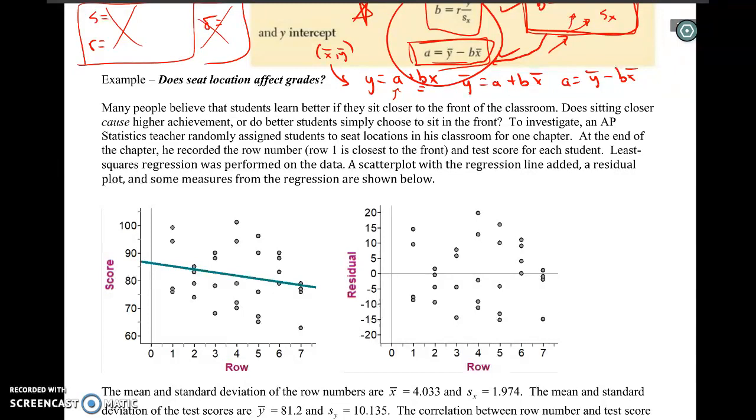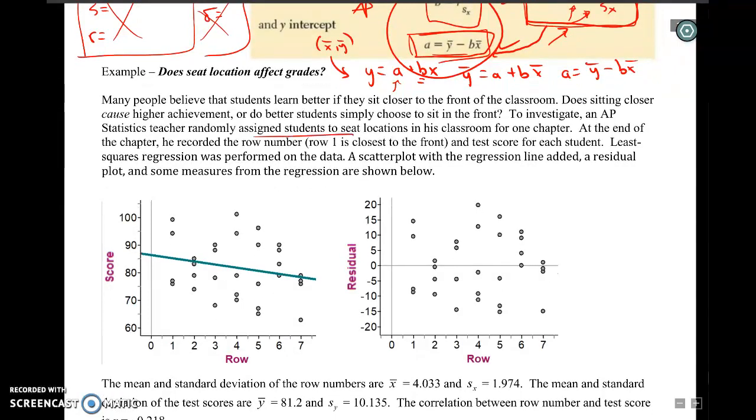To investigate, an AP Stats teacher randomly assigned, so we're assigning people to seat locations. So are we doing an experiment? Yes, we are. If we're doing an experiment, can we prove causation? Yes, we can. If you don't do the experiment, you can't prove causation. There could still be a relationship, but not a causal one.